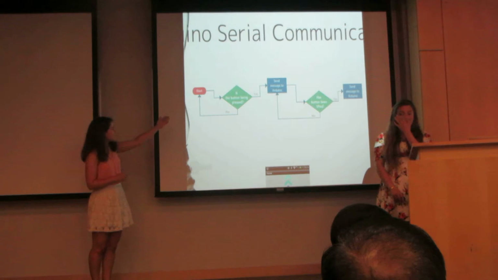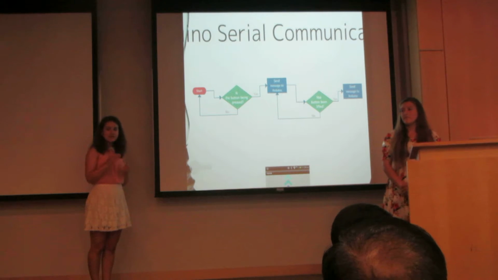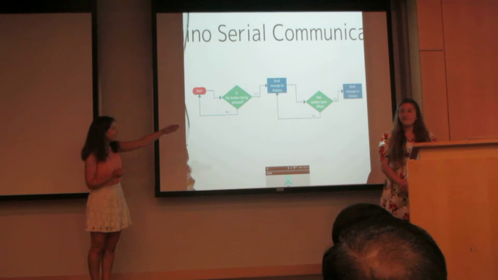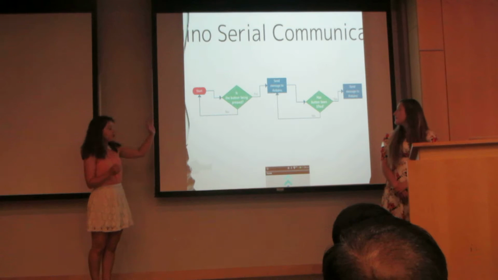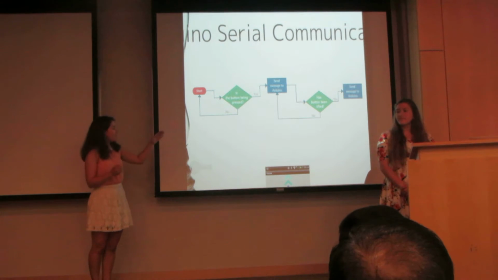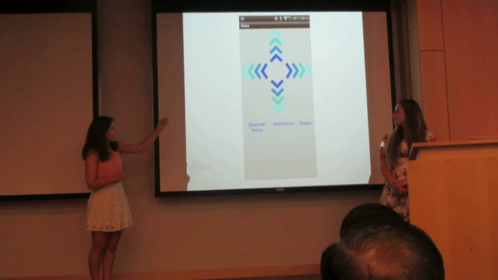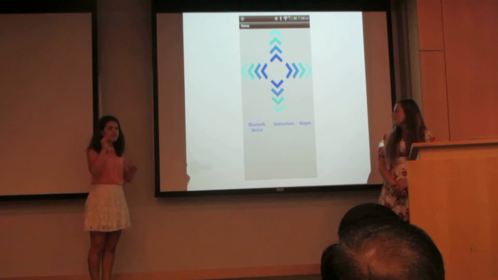So in the app, it checks first, is the button being pressed? If so, it will send a message to the Arduino with a keyword such as forward or left. And then it will check, has the button been lifted? If the button has not been lifted, it will continue to send that same message, and if so, it will send a stop message to the Arduino. And here's a screenshot of our app with the 4 buttons, forward, backward, left, and right.